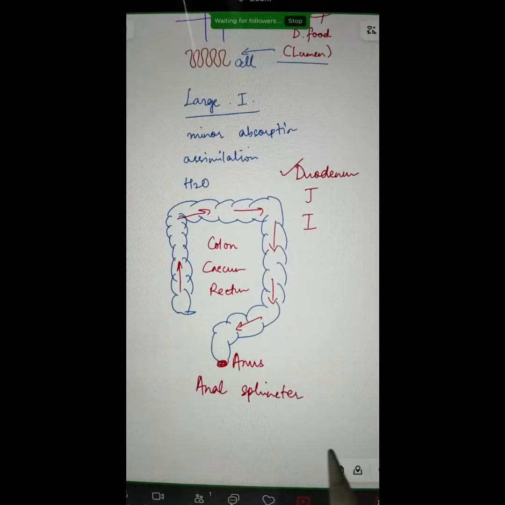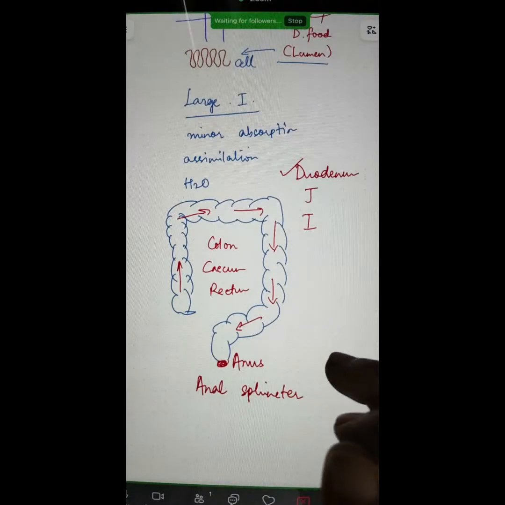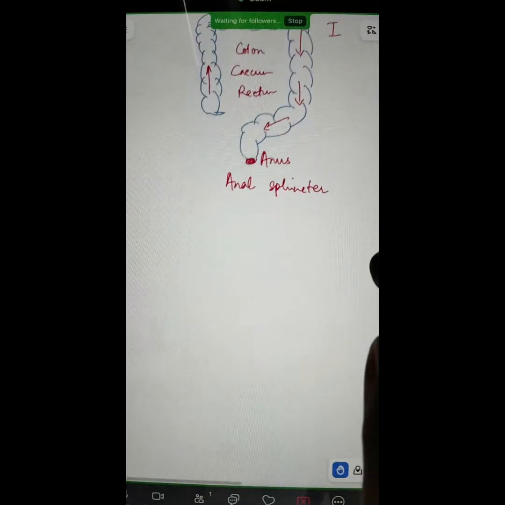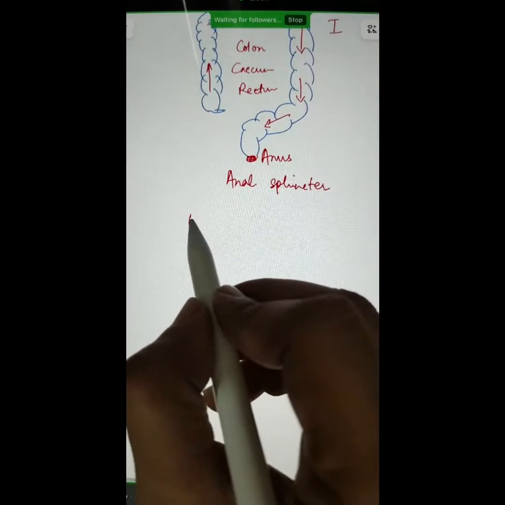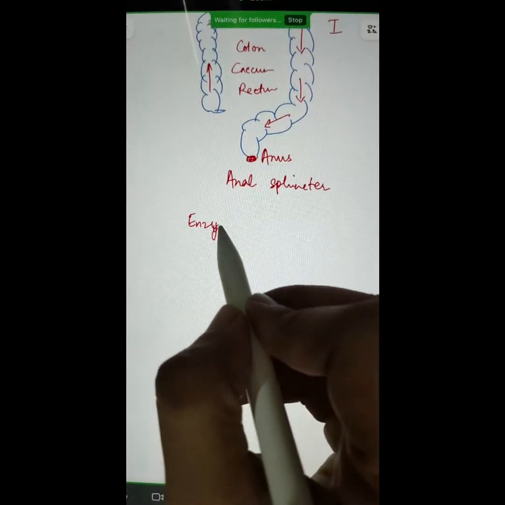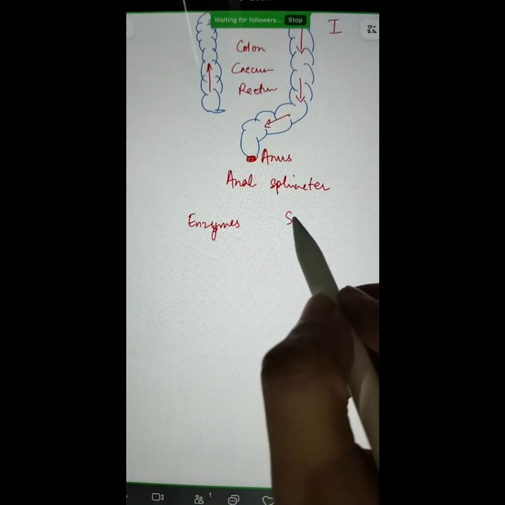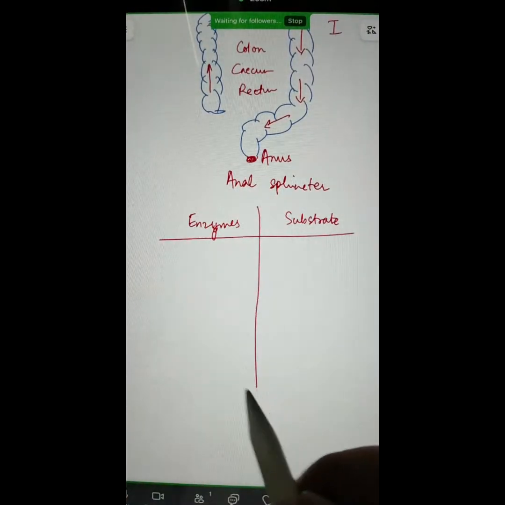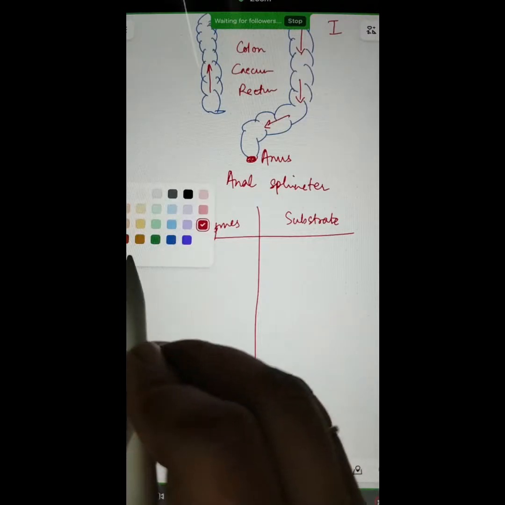Here also there is a sphincter, which is known as the anal sphincter. A sphincter, as I said, is made up of circular muscles, and these circular muscles contract and relax to send the waste food out of the body, right? So this is how digestion takes place. In this video, I have talked about the role of liver, pancreas, gallbladder. Now we will be summarizing this video in terms of enzymes and their substrates. You can also make a table like this and move ahead.